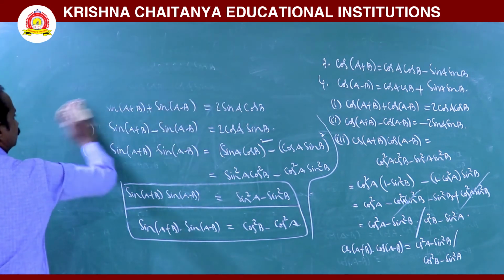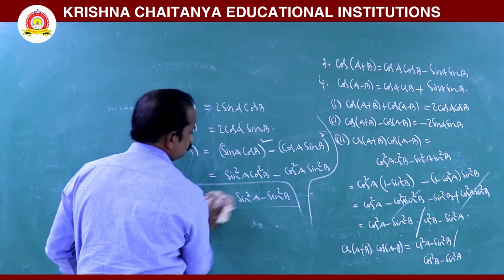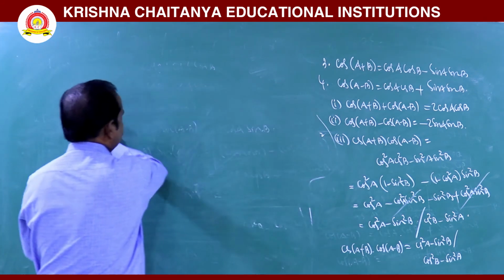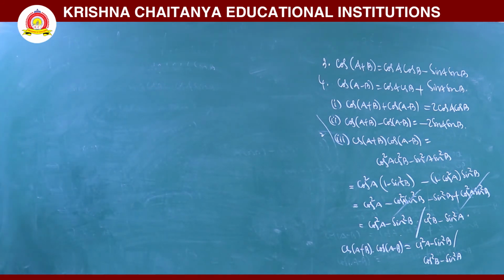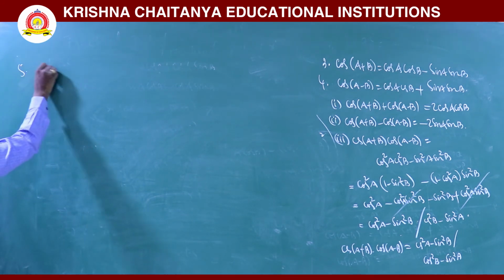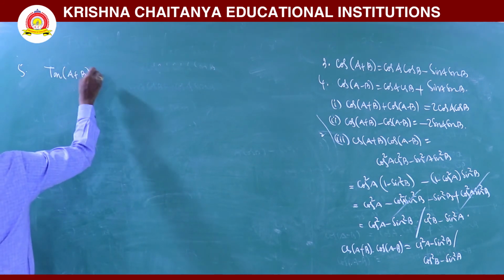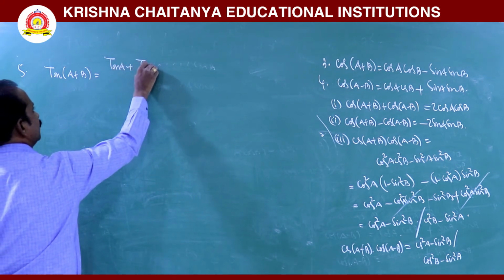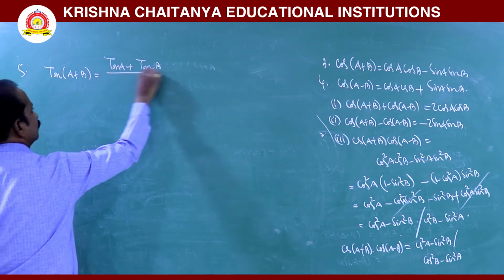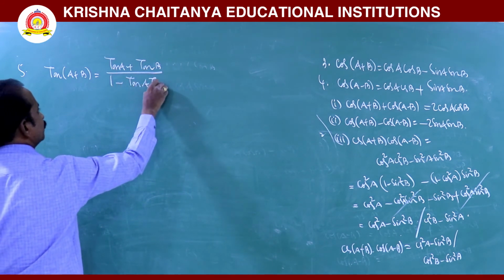Now, using these we can derive another basics also. What are the other basics? Tan of a plus b, tan a plus tan b divided by 1 minus tan a into tan b.